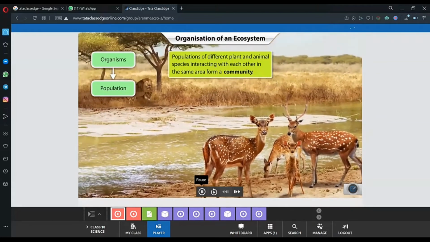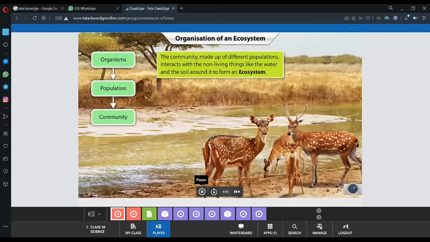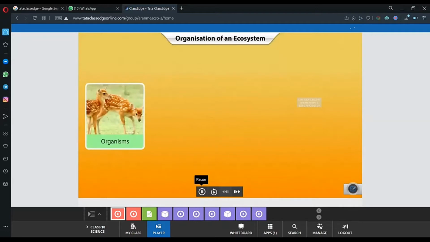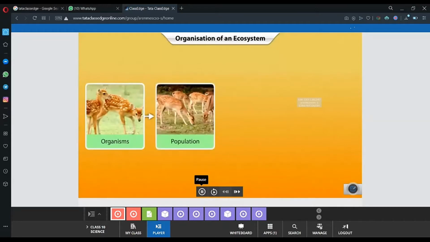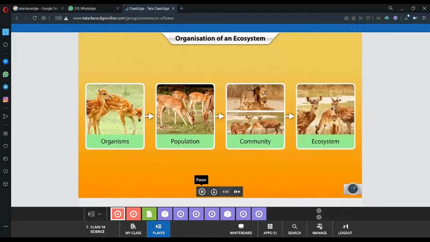Populations of different plant and animal species interacting with each other in the same area form a community. The community, made up of different populations, interacts with the non-living things like the water and the soil around it to form an ecosystem. Organisms form populations. Populations form communities. Communities interact with the non-living things around and form an ecosystem.